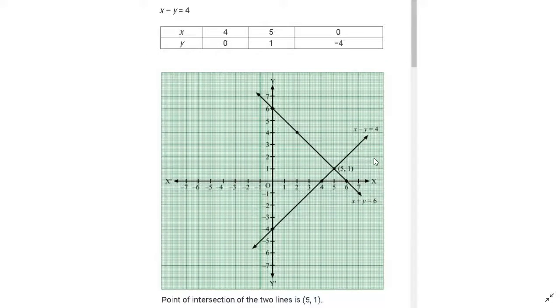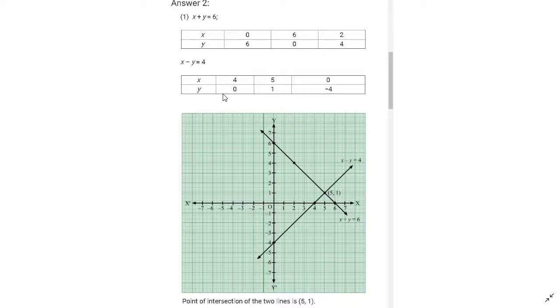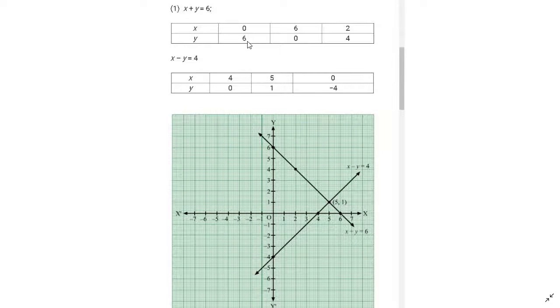Let's see where is the point of intersection to find the solution. So this is the table. x is equal to 0, y is equal to 6. Where is the point? x is equal to 0, I am showing here, and y is equal to 6. This is the first point.